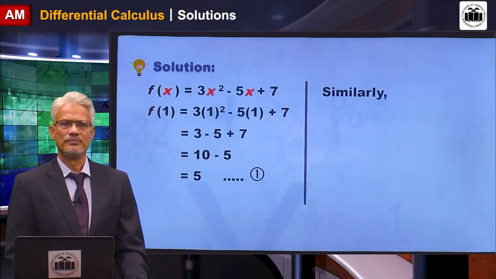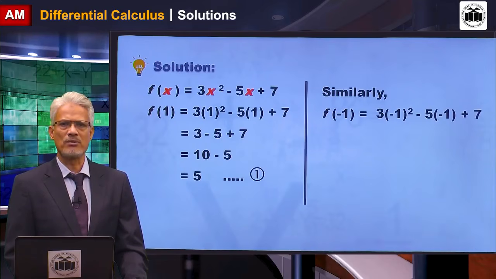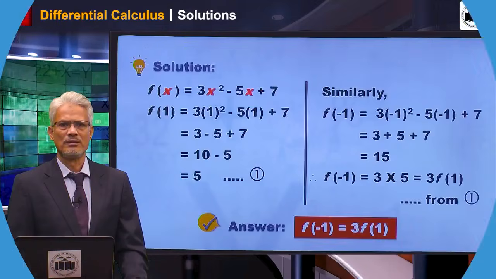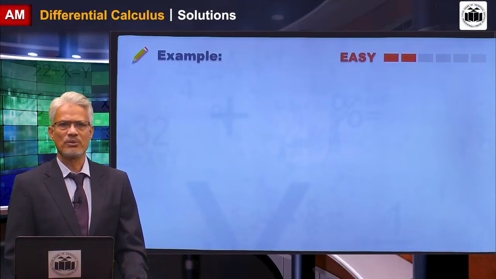Now, in the same way, we will find the value of f(-1). That means we are substituting minus 1 at all places of x. That is 3 into (-1) whole square minus 5 into (-1) plus 7, which is equal to 3 plus 5 plus 7 is equal to 15. We know 15 is equal to 3 into 5 and 5 is equal to f(1). That's why f(-1) is equal to 3f(1). Come to the next question.